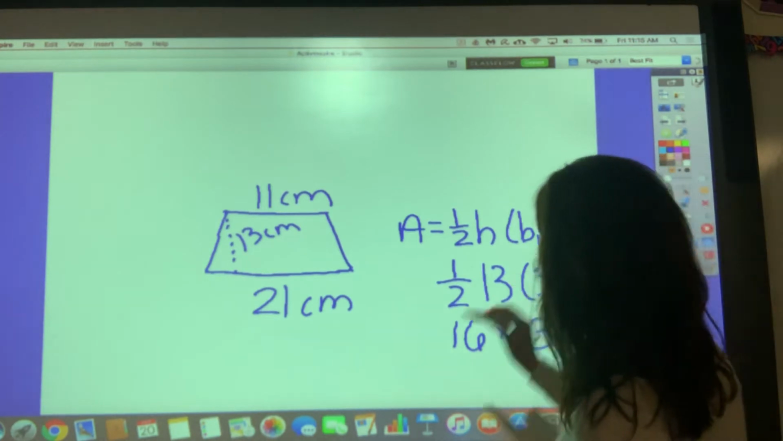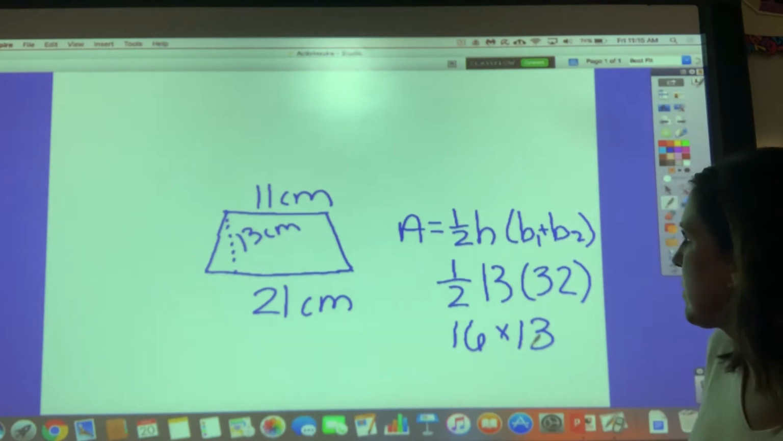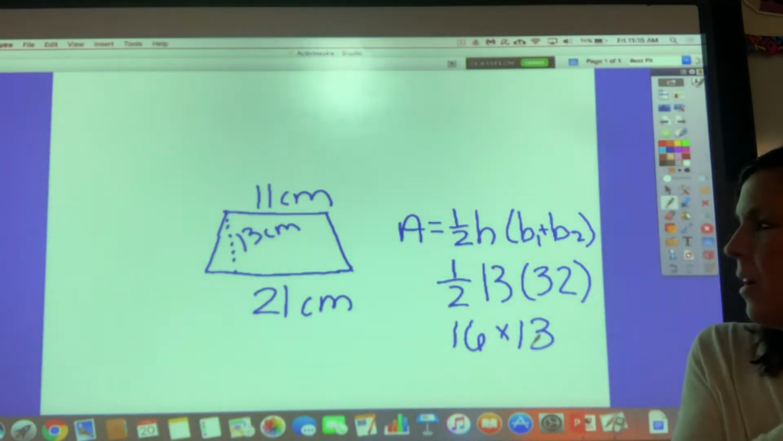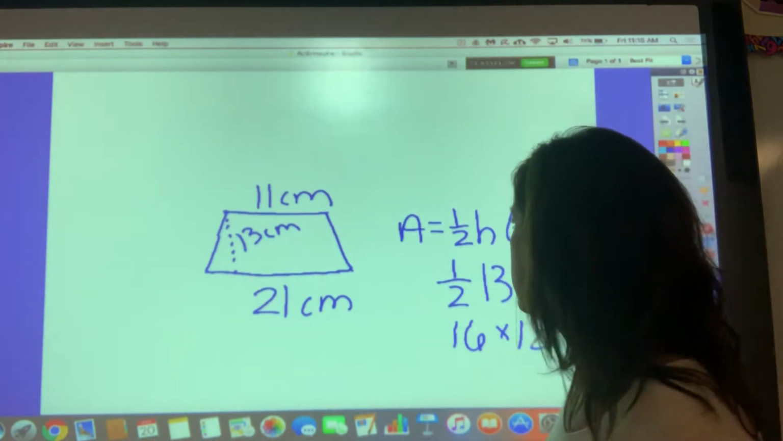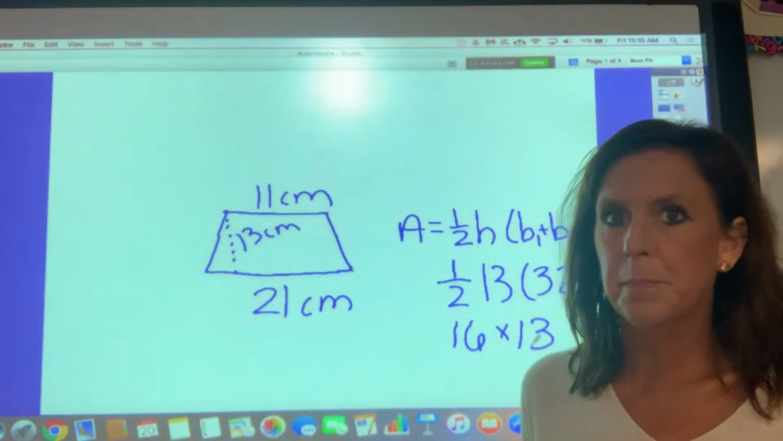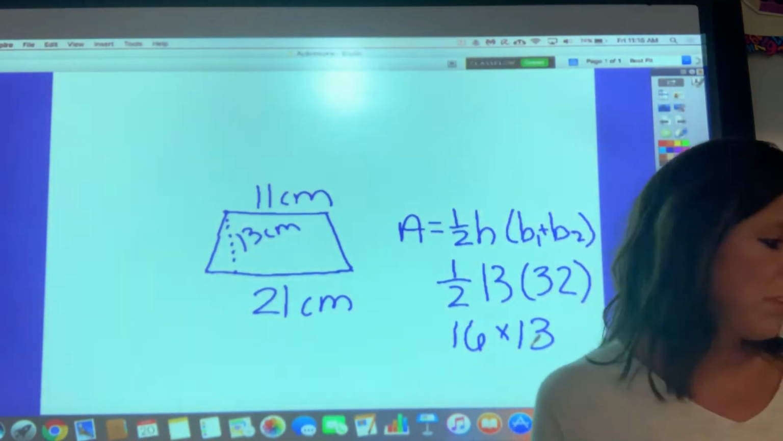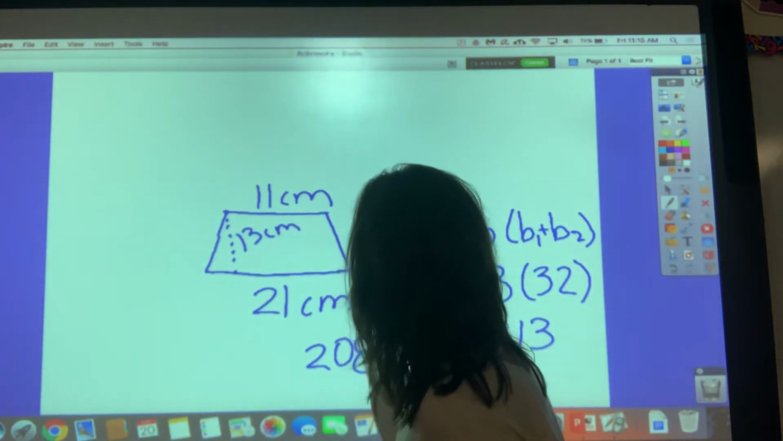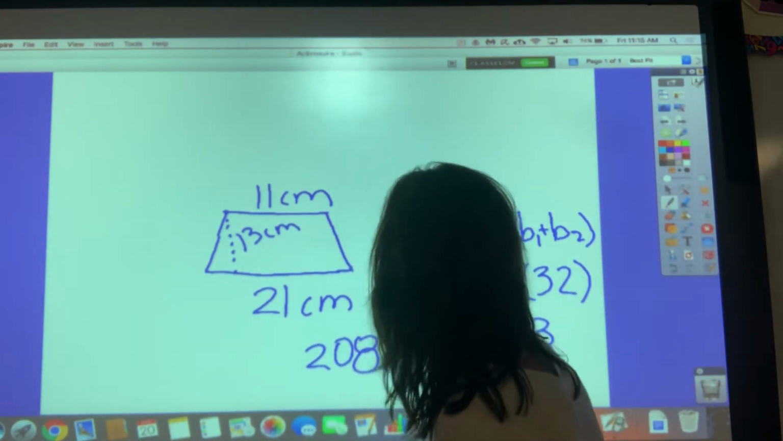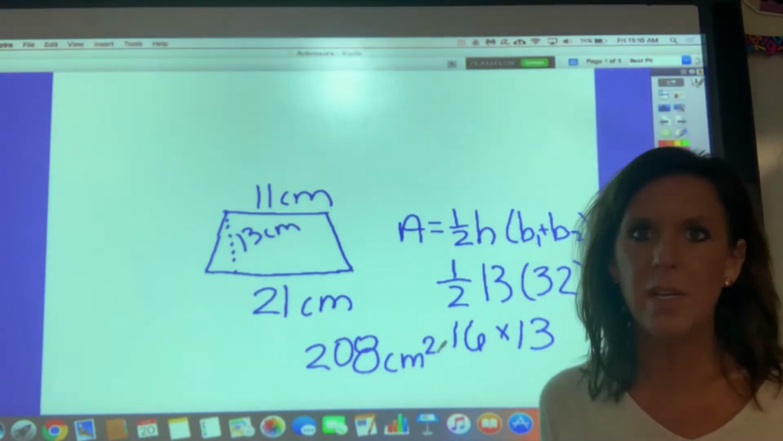So I'll give you a minute to do 16 times 13 and see what you get. Okay, 16 times 13. And again, since it's area, we know the answer will be whatever the answer is, centimeters squared. So 16 times 13. Okay, hopefully you got 208 centimeters squared. Okay, 208 centimeters squared would be the area of our trapezoid.